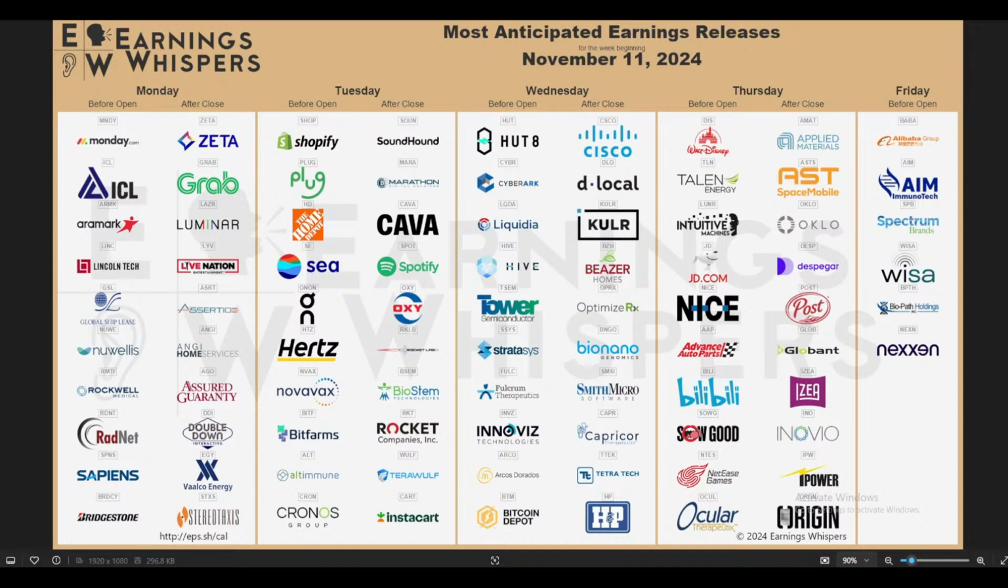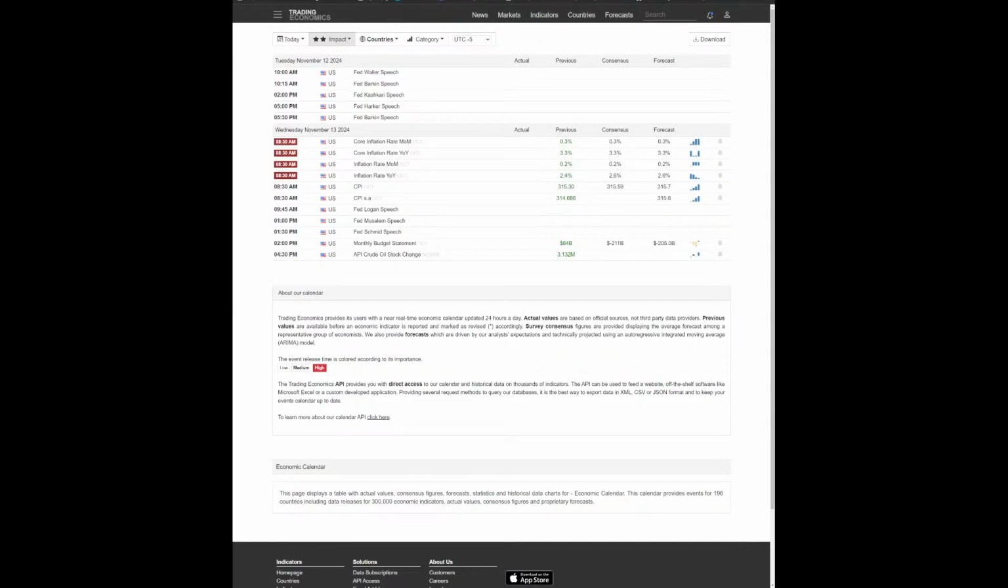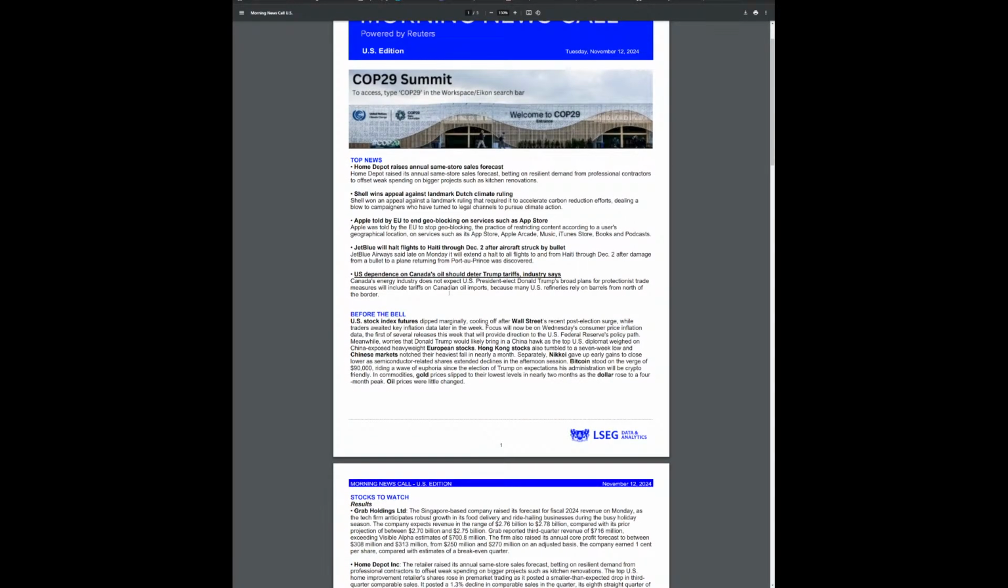All right, let's go over some news here. Home Depot raises annual same-store sales forecast, betting on resilient demand from professional contractors to offset weak spending on bigger projects such as kitchen renovations. Shell wins appeal against landmark Dutch climate ruling. Apple told by EU to end geo-blocking on services such as App Store. JetBlue will, this is kind of crazy, halt flights to Haiti through December 2nd after an aircraft was struck by a bullet. That's pretty nuts.